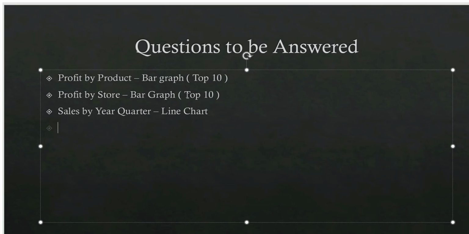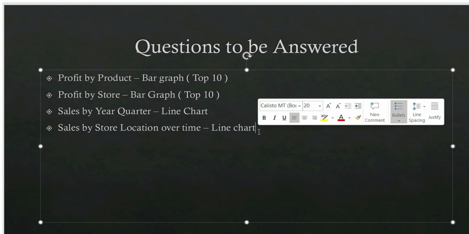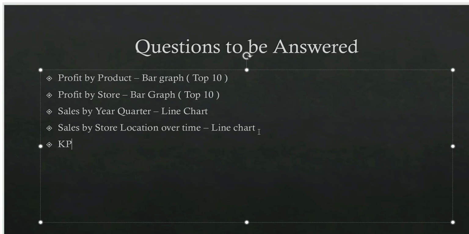The next can be sales by store location over time. So this will also be a line chart, as we are showing the analysis over time. And in the legend, I will show store locations. Now these are the charts, and on top I will show KPIs or cards for sales, cost, and profit.